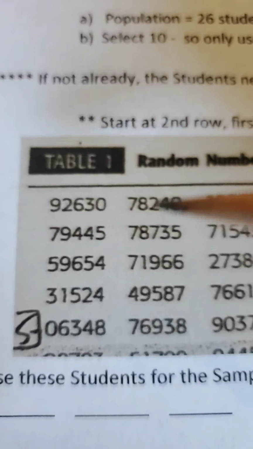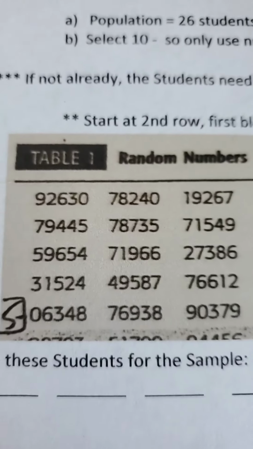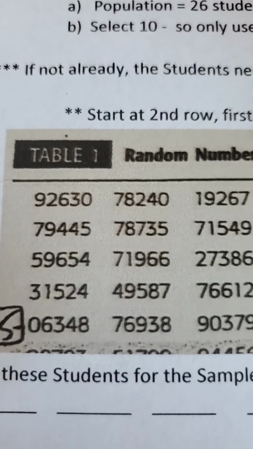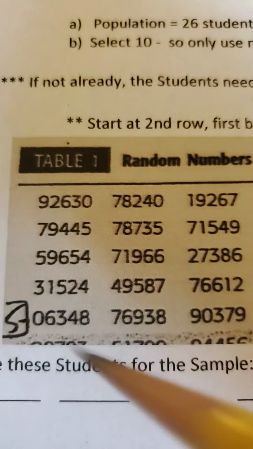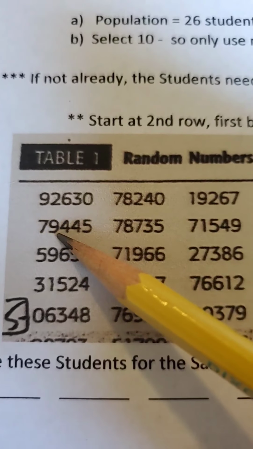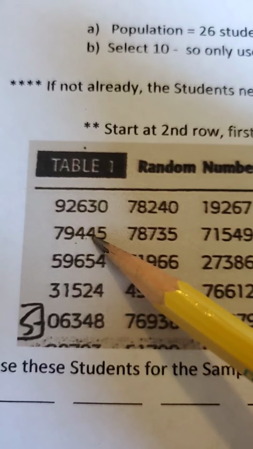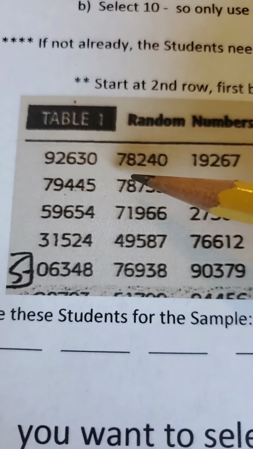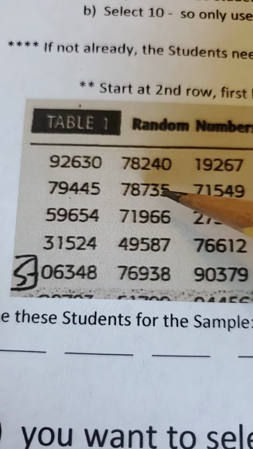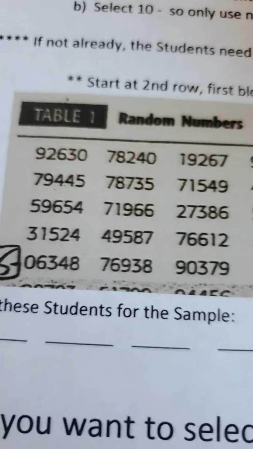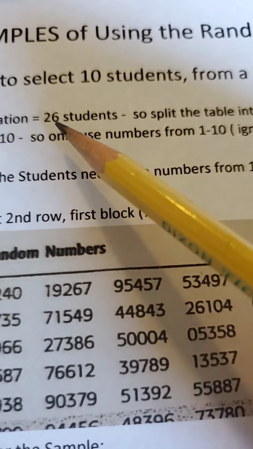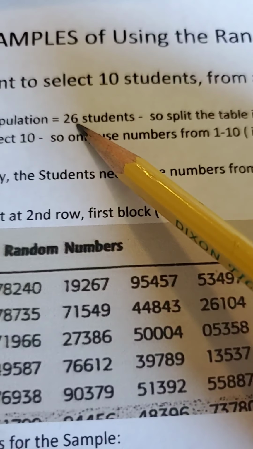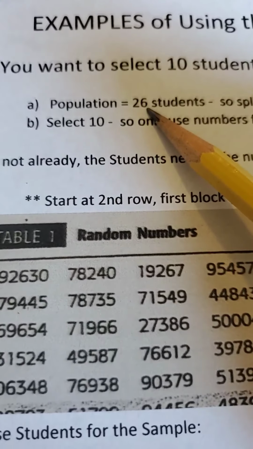Now what some of you were confused on is you thought that was like one set of numbers. This entire table is just a bunch of one-digit numbers. They just group them in 5 at a time. So that's the number 7. That's the number 9. That's a 4, a 5, a 7, an 8, a 7, a 3, and a 5. It's just a bunch of one-digit numbers. We have to reorganize it into two-digit numbers since we need 26 students in the population.